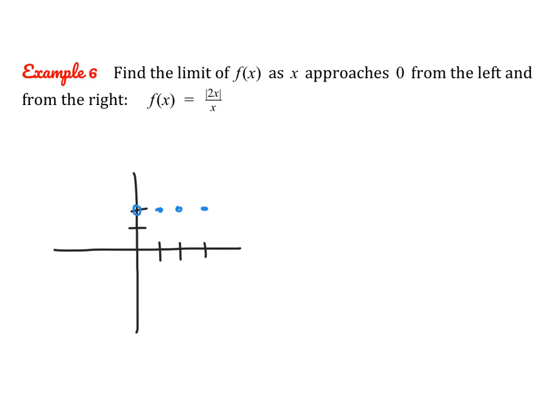So I'm going to draw an open circle at 0, but then it goes like this, and we keep going this way. But as soon as I start plugging in negative values, if I plug in negative 1, I actually get negative 2.